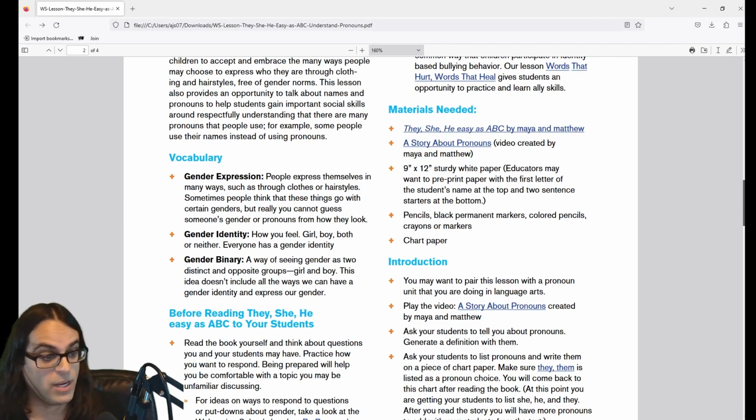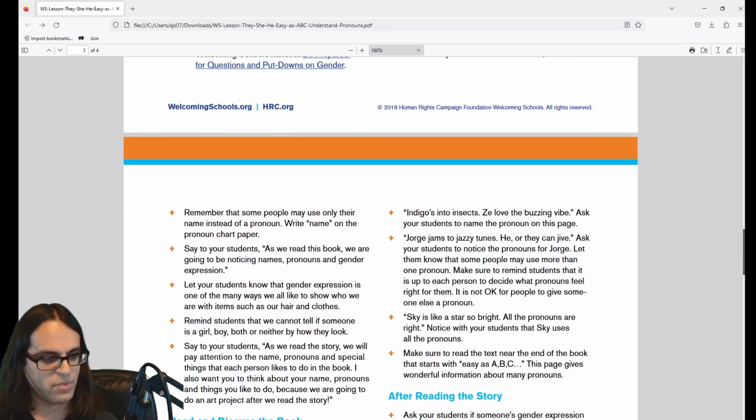So they give three vocabulary terms. Gender expression: people express themselves in many ways, such as through clothing or hairstyles. Sometimes people think that these things go with certain genders, but really you cannot guess someone's gender or pronouns from how they look. Gender identity: how you feel, girl, boy, both, or neither. Everyone has a gender identity. Gender binary: a way of seeing gender as two distinct and opposite groups, girl and boy. This idea does not include all the ways we can have a gender identity and express our gender, like with clothing and hairstyles. Okay, we can skip some of this because I just want to get to the juicy stuff.